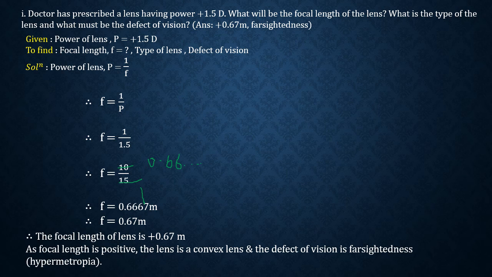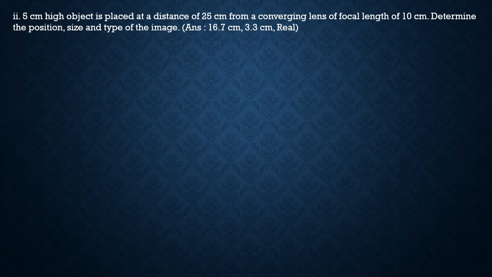Let's move to the next question. Question number second. A 5 centimeter high object is placed at a distance of 25 centimeter from a converging lens of focal length of 10 centimeter. Determine the position, size and type of the image.